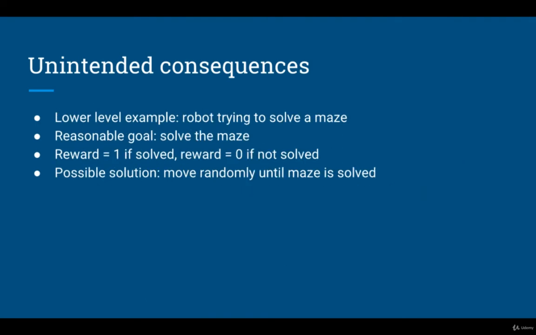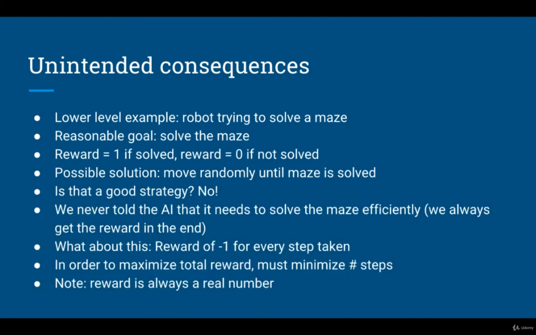To give you a more low-level example of how and why rewards should be programmed intelligently, think of a robot trying to solve a maze. A reasonable goal might be to simply solve the maze. If you solve the maze, you get a reward of 1, otherwise you get a reward of 0. With this reward structure, it's possible for a robot to just implement a random strategy and eventually solve the maze. Because we never told the robot that it should try to solve the maze efficiently, making random movements until the maze is solved still gets you the reward.